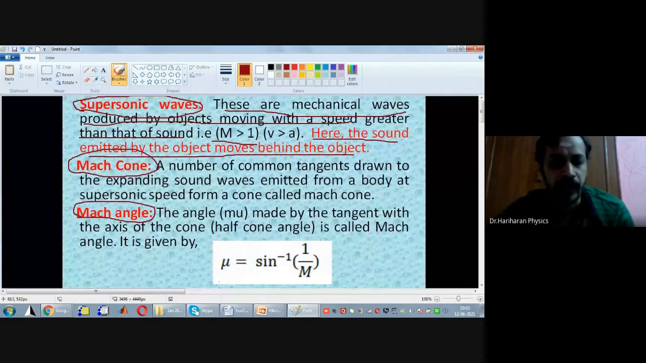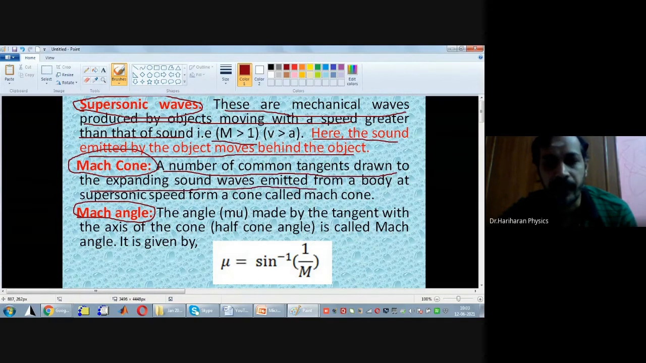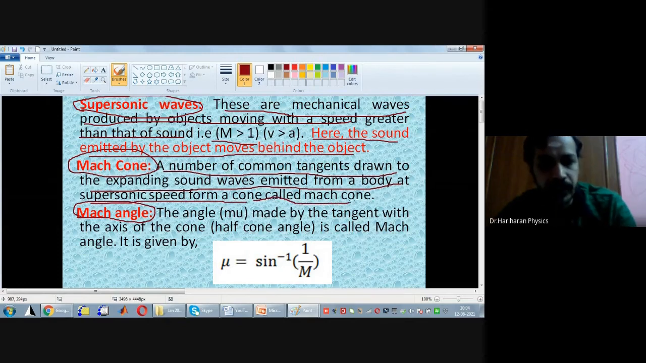Now look here. What is Mach cone? Definition of Mach cone. If a number of common tangents are drawn to the expanding sound waves emitted from a body moving at supersonic speed, it forms a cone. Such a cone is called a Mach cone. What does that mean? What does that mean is the following.